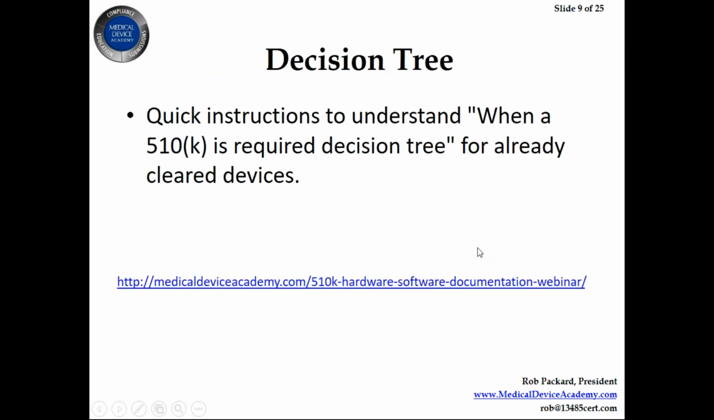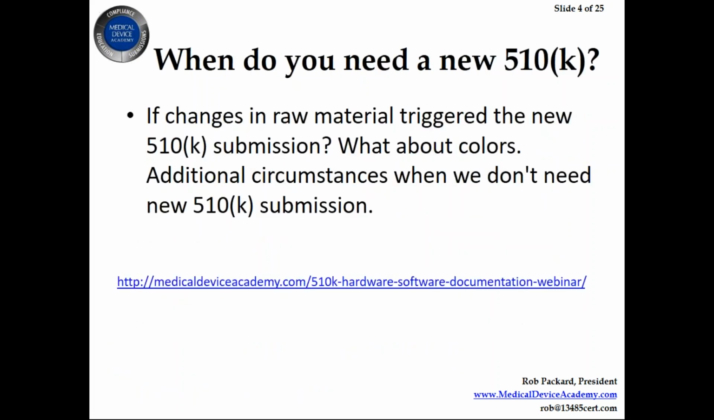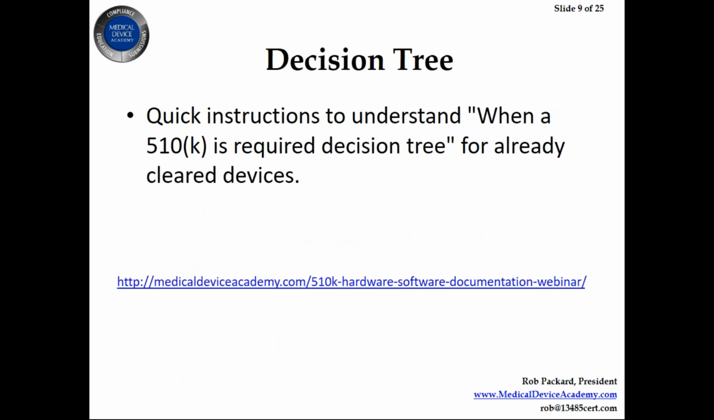Okay, the next question was about decision trees. This kind of relates back to the other question that I believe I had earlier. So it was talking about, when do you submit a new 510K? And the person was looking for a simpler way of doing these decision trees. And I can tell you that there really is no simple way of doing these decision trees. They are complex. This is why the FDA's first attempt at a new draft guidance document failed and was pulled back.